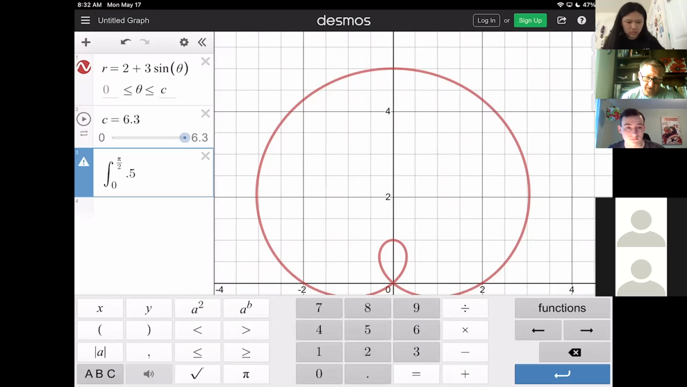Let's see, can I say r squared? I don't think I can. I think I could say, if I wrote up there, and I don't even know if it would allow this, but instead of r equals, if I said r of theta equals, it might let me do that. But I'm just going to type it in.